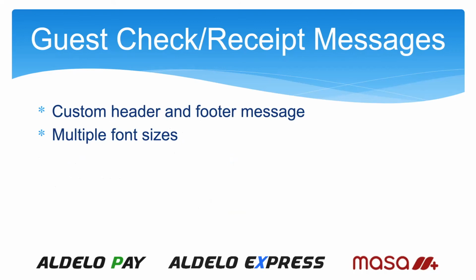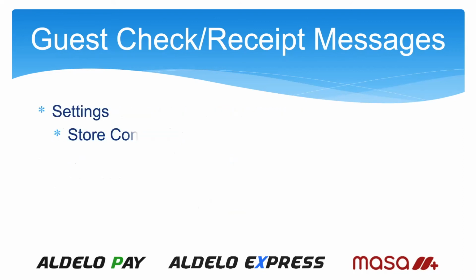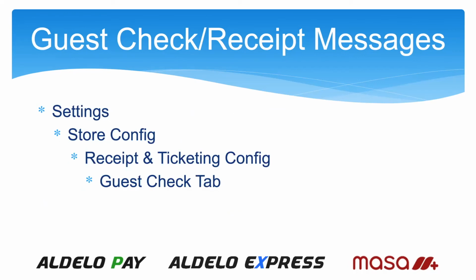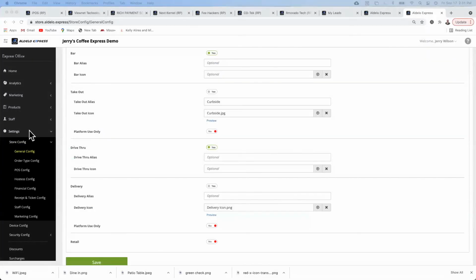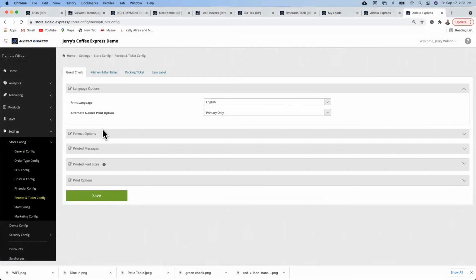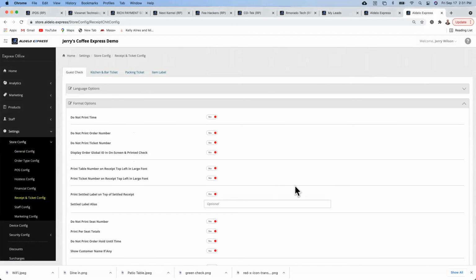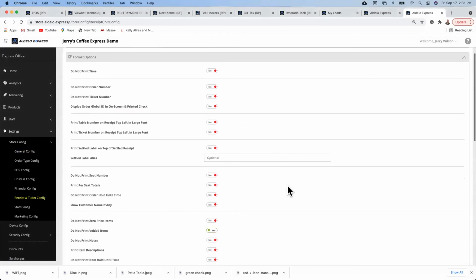So let's take a look at what it does to set it up. You go to the settings, store config, and then there's receipt and ticketing config under the guest check tab. Store config, receipt and ticketing, and you get into the options. Here's all those 30 plus options.